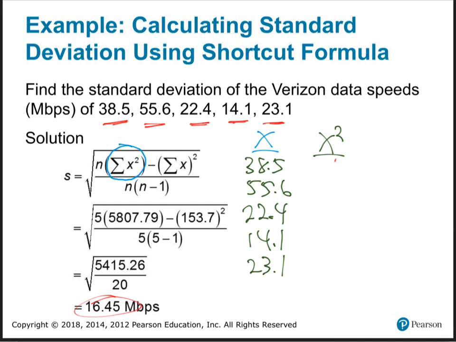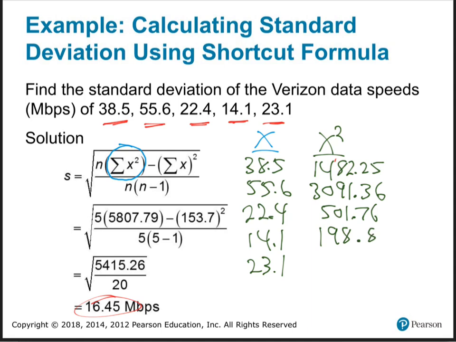So 38.5 squared, I'm getting 1482.25, and then the next one squared, I'm getting 3091.36, and then the next one squared, 501.76. This is the easier one, believe it or not. Square the next one: 198.81. Square the next one. And this is just for 5 numbers. What if they give us like 10 or 20? That's when it really gets bad by hand.